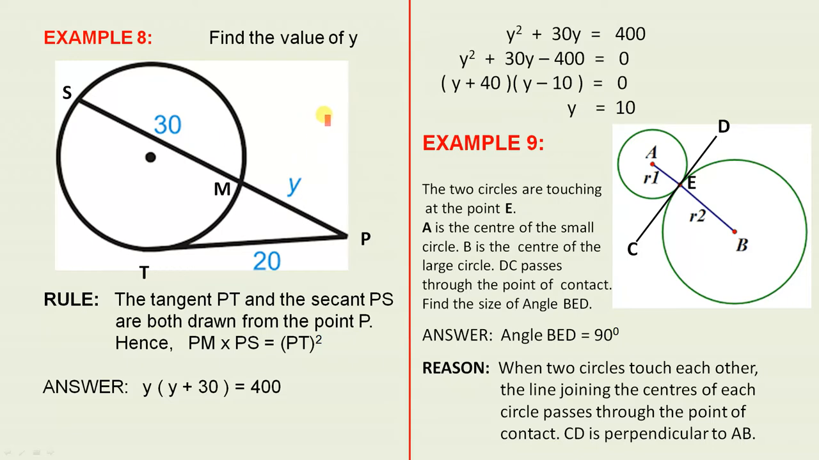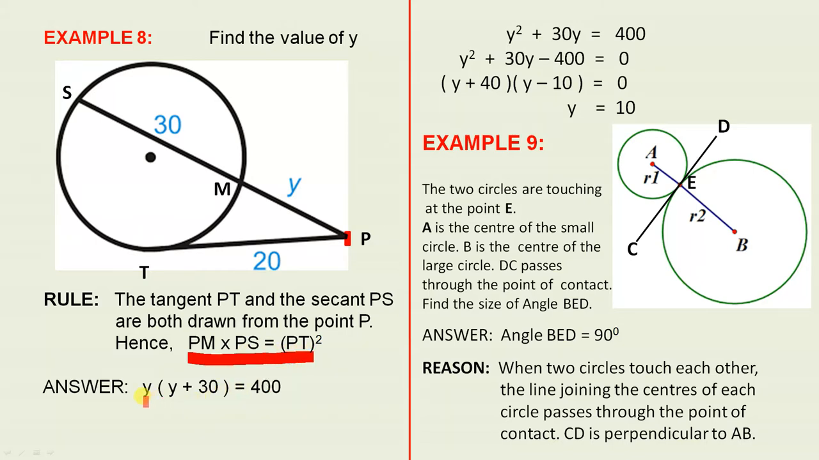Example 8, find the value of y. Here is a rule when you have this diagram. The tangent PT, so there's the tangent PT, and the secant PS are both drawn from the point P. So there's the point P there. There's the tangent PT. There's the secant PS. When you have that diagram, here is a rule. The length PM times PS equals PT squared. That is a rule that we're allowed to employ.